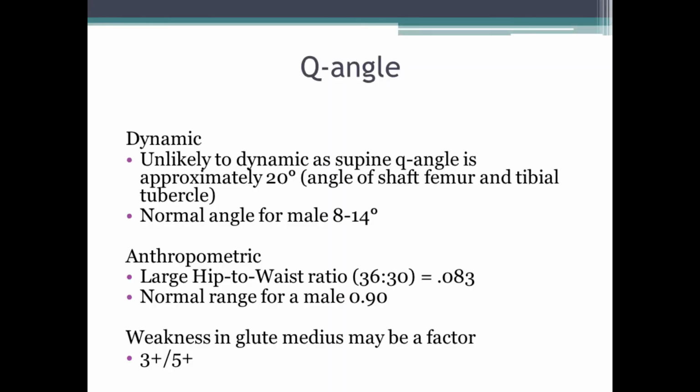The large Q angle is unlikely to have a dynamic cause as the supine Q angle is 20 degrees. The large hip to waist ratio may explain the athlete's Q angle, suggesting a relatively long neck of femur, which may also explain the preference for a narrow stance squat. Therefore, as a result of their anthropometrics, they are characterized as having a capacity issue in the single leg squat.